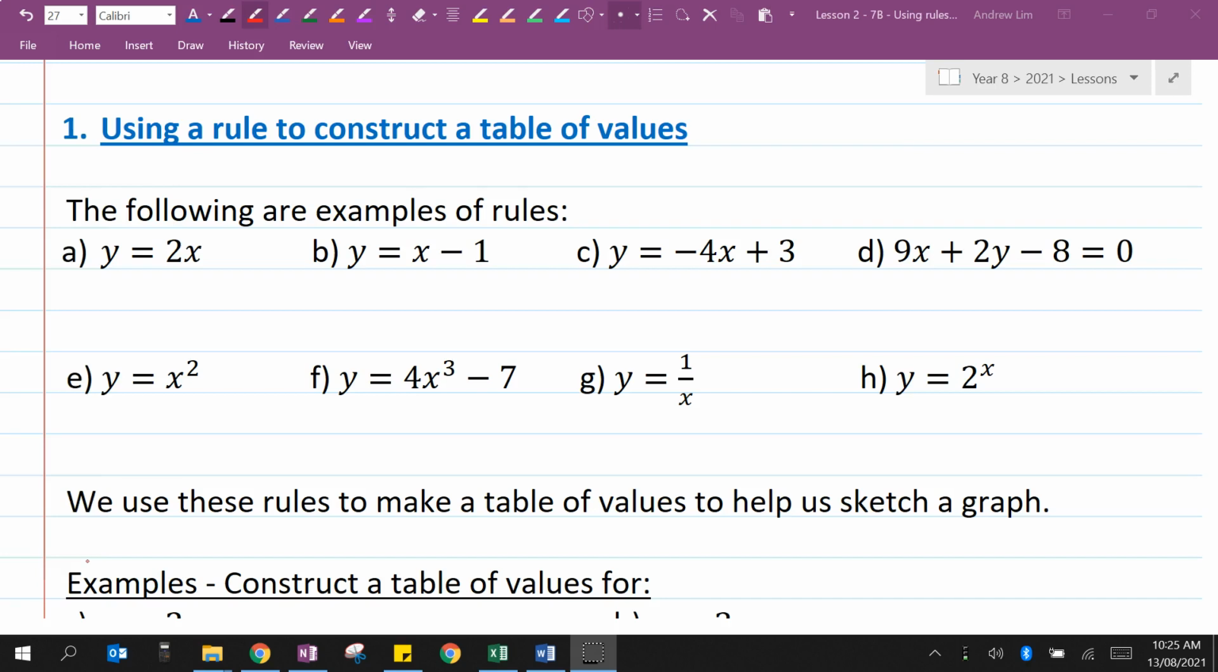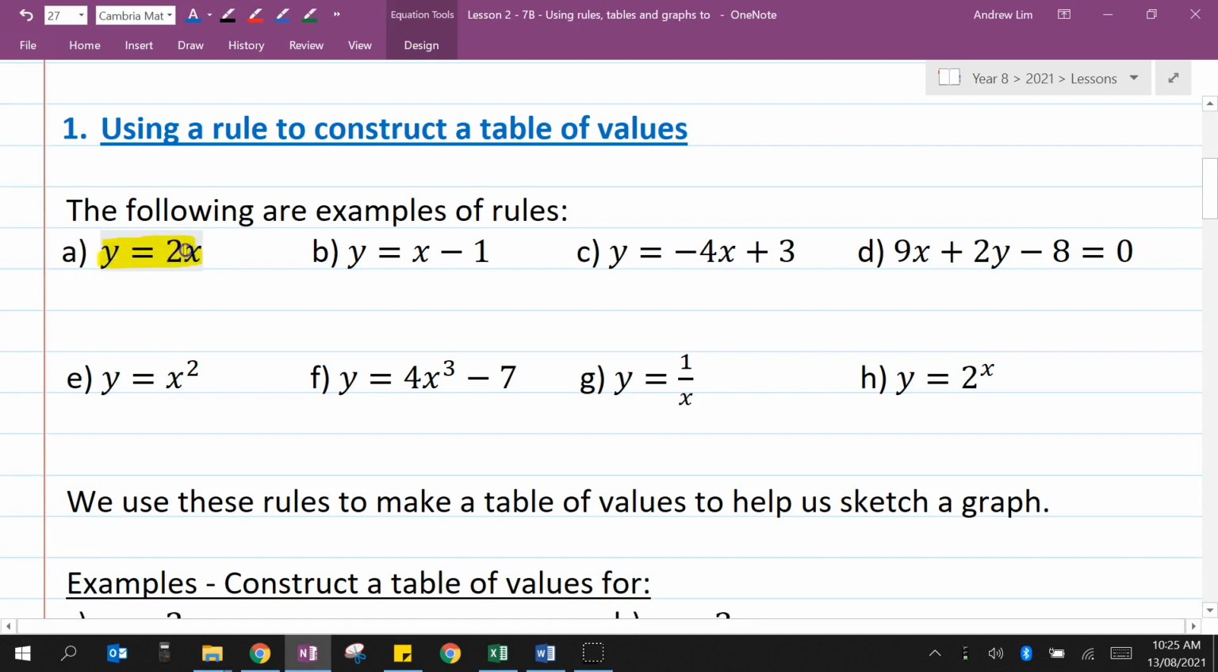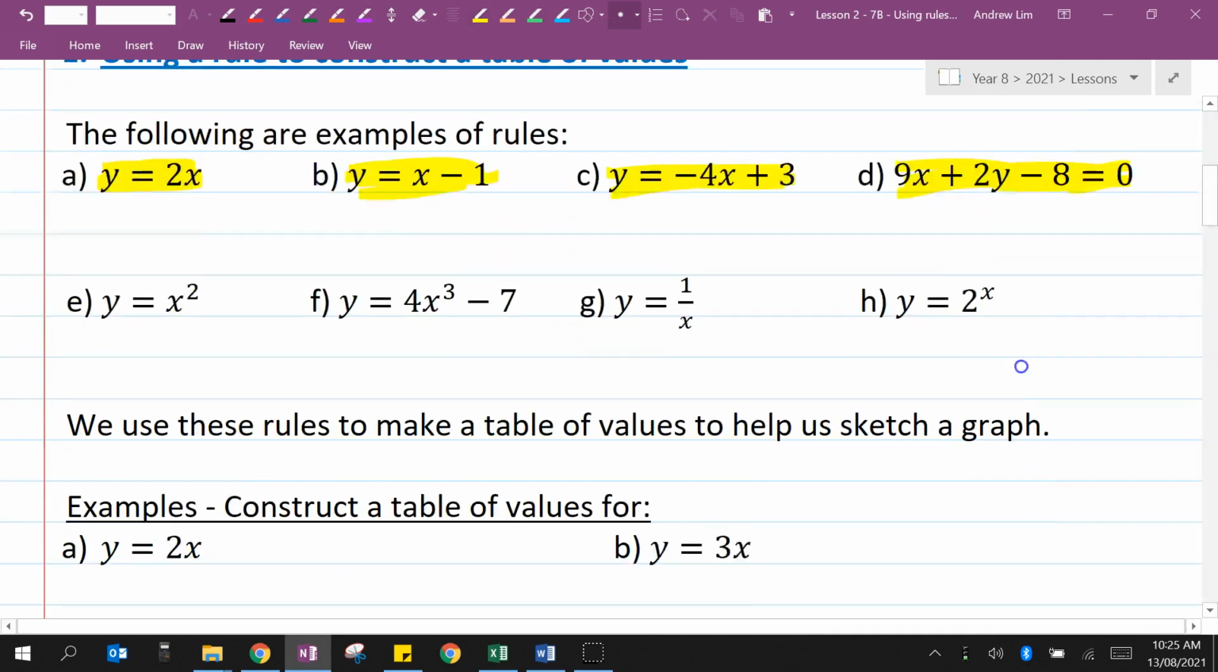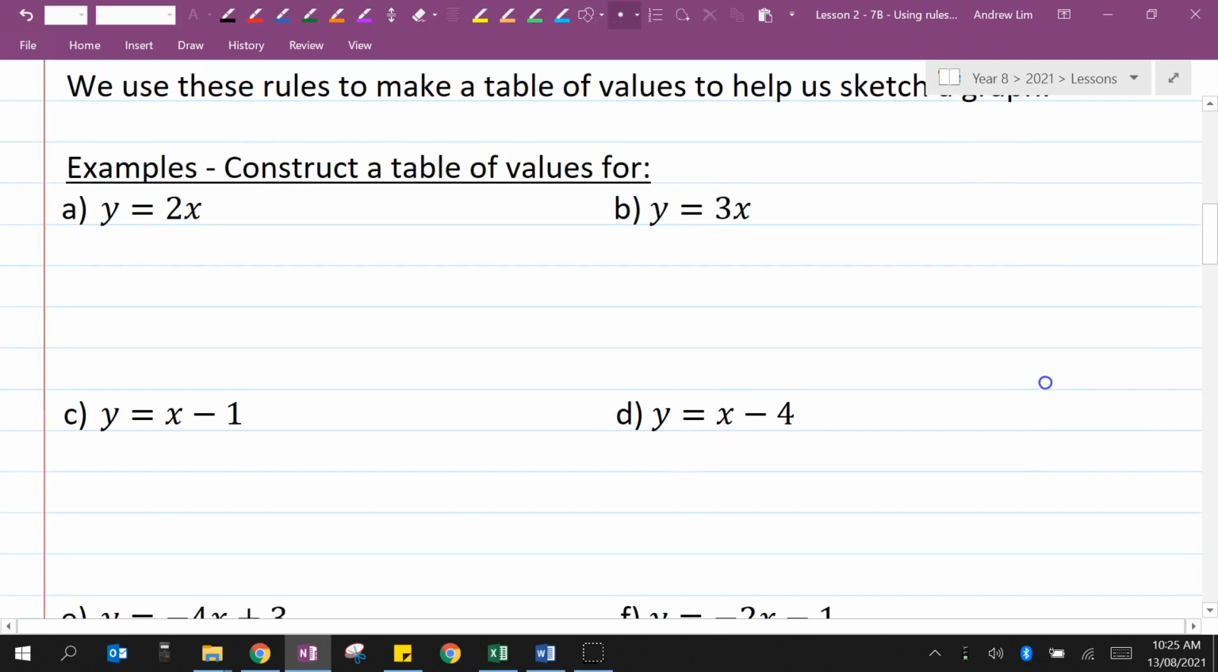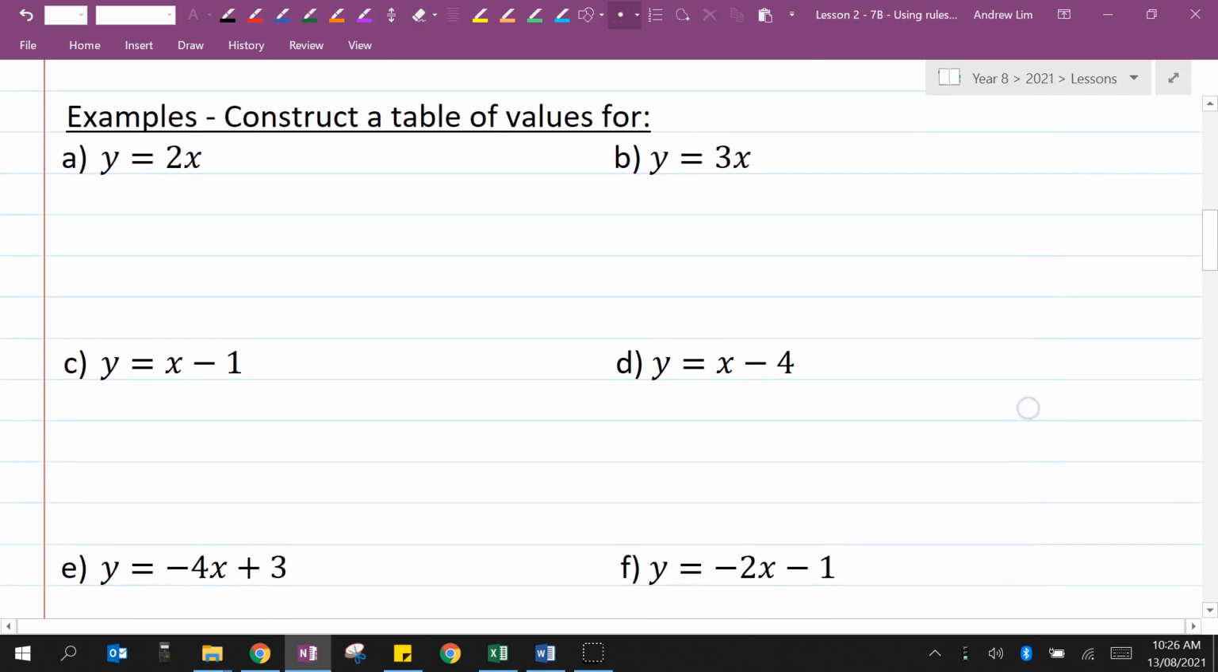So we are only going to be focusing on these kinds of rules in this video. Okay, we are not going to be focusing on E, F, G, or H. You will learn about them later on. Now we can use these rules to make a table of values to help us sketch a graph. So let's have a look at some examples, constructing a table of values for these questions here.